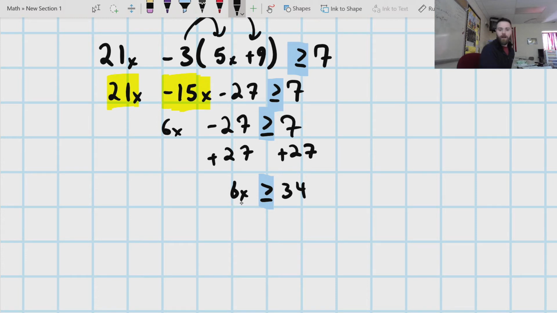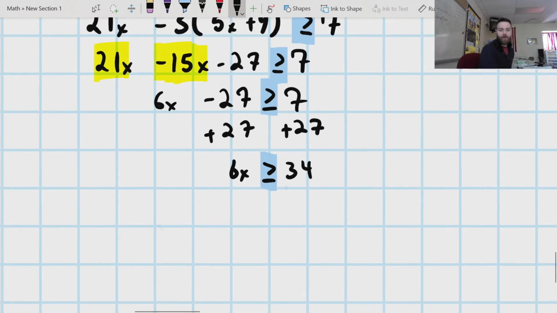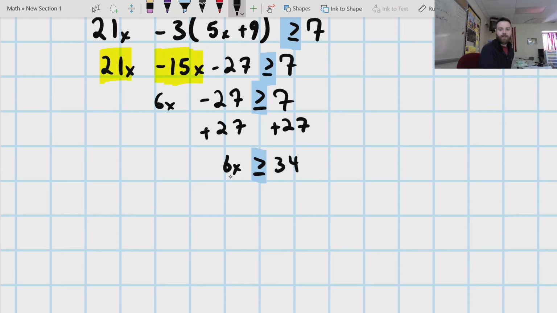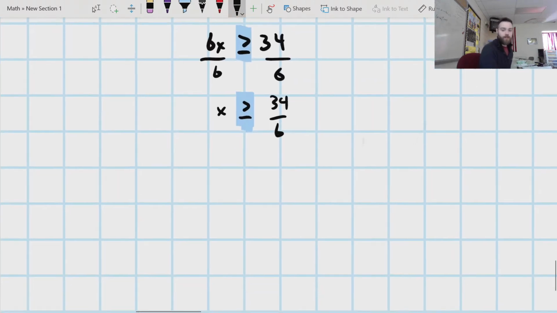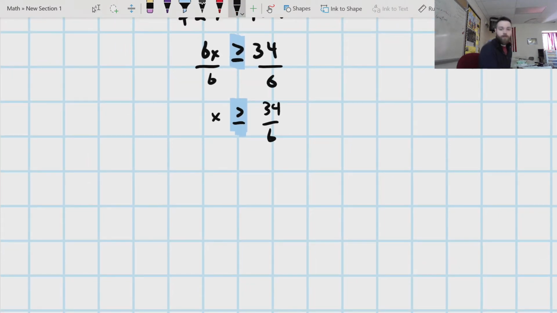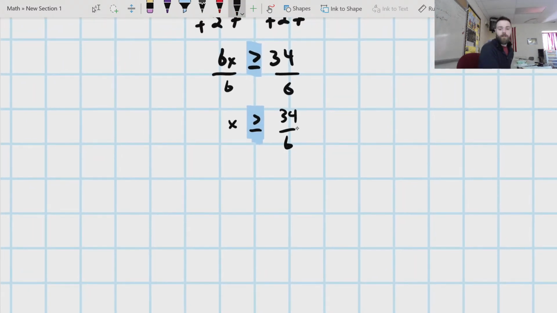And then down here, I want to get rid of the 6 in front of x, so I ask myself, okay, what's happening between 6 and x? Well, it's multiplication. So what undoes multiplication? Well, that's division. So if I divide both sides by 6, then I have x is greater than or equal to 34 divided by 6. So 34 divided by 6, I may not be familiar with fractions, but I can certainly reduce that fraction. To reduce a fraction, you divide the numerator and the denominator by a common number. So if you take a look here, 34 and 6 are both divisible by 2.